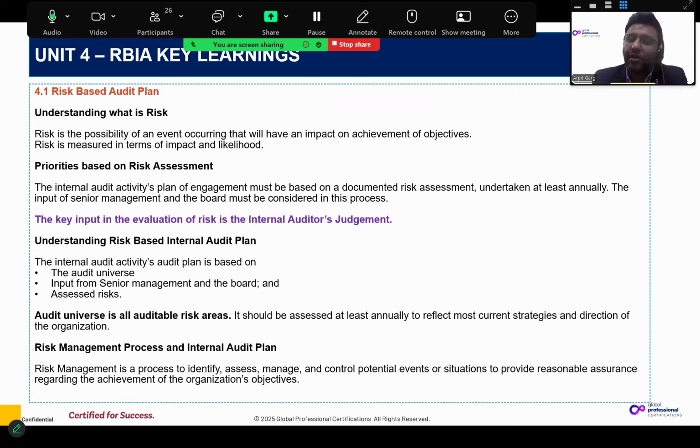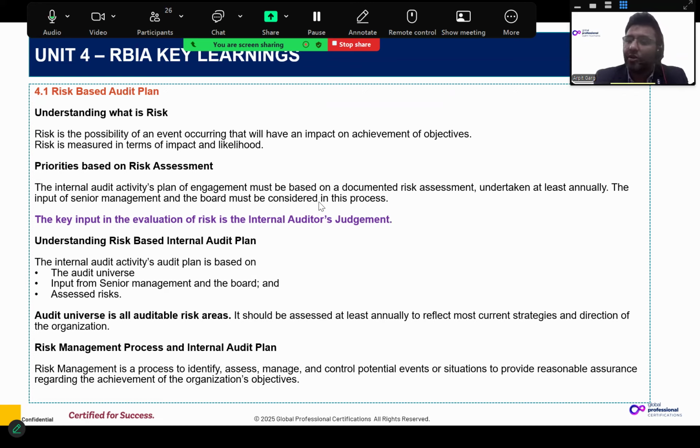Is that clear, everyone? Doing a risk assessment annually and reporting the results of risk assessment to the board is also part of my functional reporting relationship. Are we clear so far? Yes or no? Yes. All right. People, another point is the input of senior management and the board must be considered in this process.